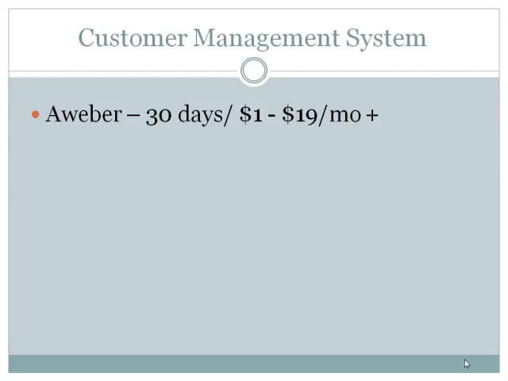Another company we like a lot is AWeber. This is a very user-friendly company. For $1, they give you a 30-day trial, then it goes to $19 per month, plus the increasing levels.